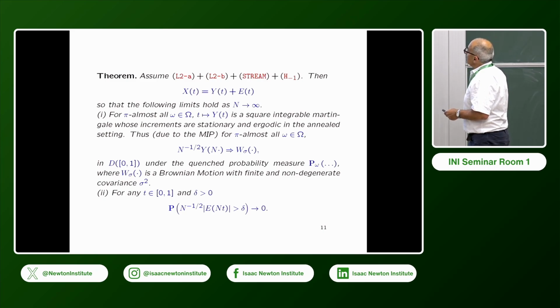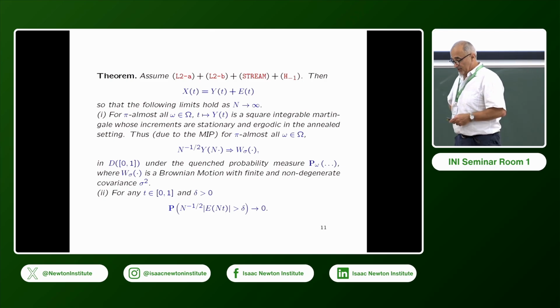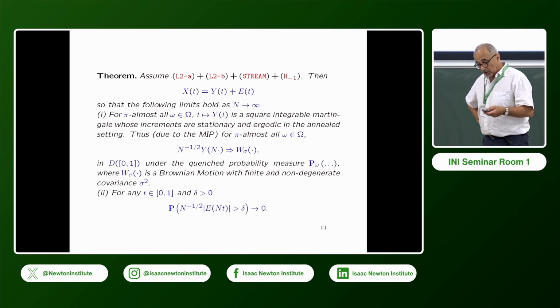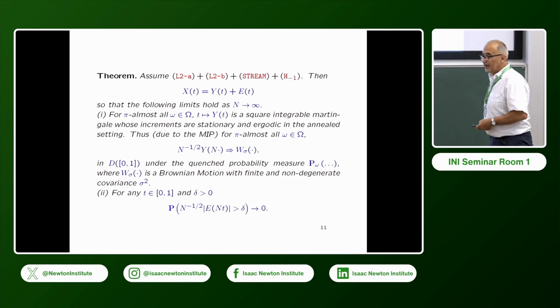For the main part, I have a quenched invariance principle. This is a quench. That means that for almost all environments, under the measure conditioned to that environment, there is a convergence to Brownian motion with non-degenerate variance. And the error term converges to zero in probability, not quenched-wise, but in probability with respect to the environment. So this is not an almost sure statement in the environment, but in probability with respect to the distribution of the environment.